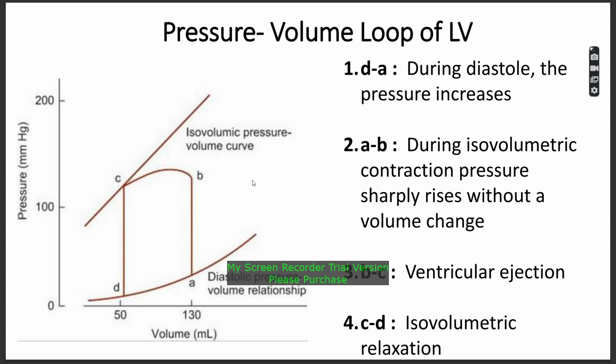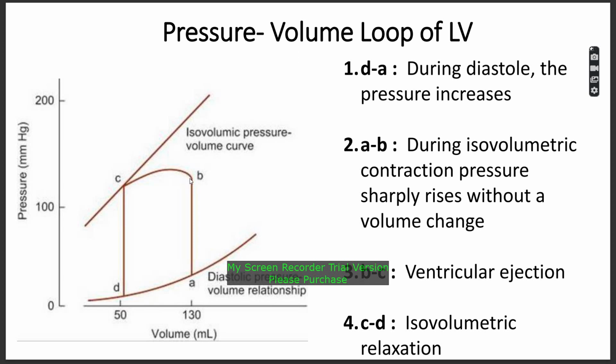During isovolumetric contraction, pressure sharply rises without a volume shift. So you can see during the diastole, pressure increases in the left ventricle, right? Because blood gets filled in. Then during the isovolumetric phase, pressure is increasing but there is no volume shift.